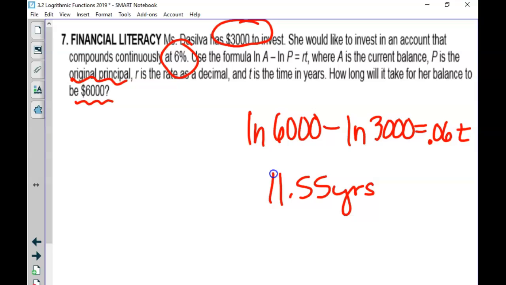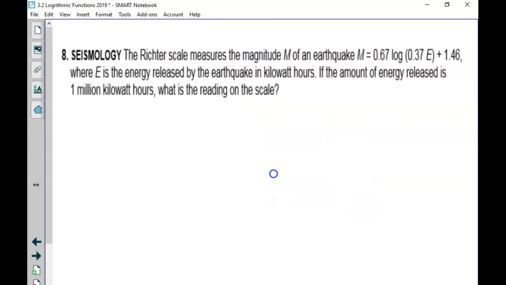Any questions? Any applications today are basically just typing in. This one says the Richter scale measures the magnitude of an earthquake. Here's a fancy formula. E is the energy released in kilowatt hours. The amount of energy released is 1 million kilowatt hours. So where does that go?